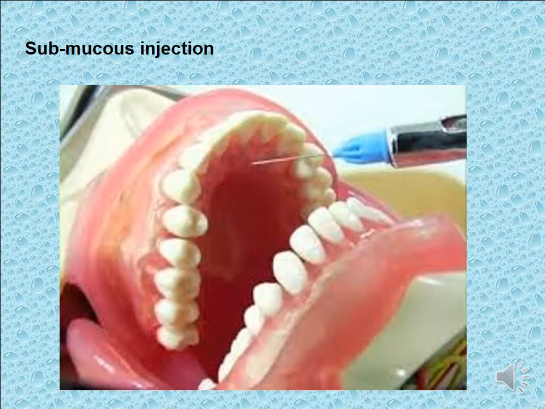We have many types of infiltration. The first one is called submucous injection. We inject the local anesthetic solution beneath the mucosa. Sub means beneath, so it is beneath the mucosa. It is used for the part of the mucosa that is firmly attached to the periosteum, so use a small drop of the local anesthetic solution beneath the mucosa and call it submucosal injection.